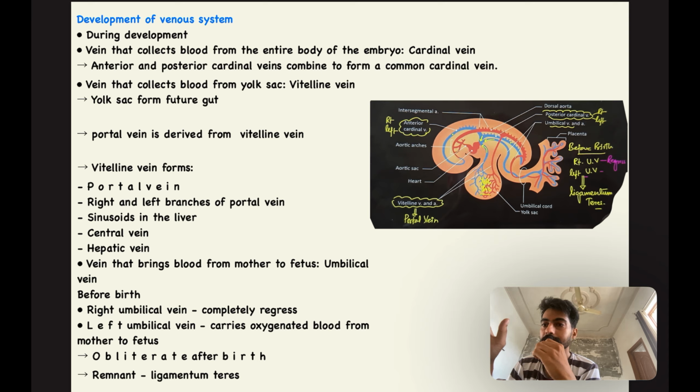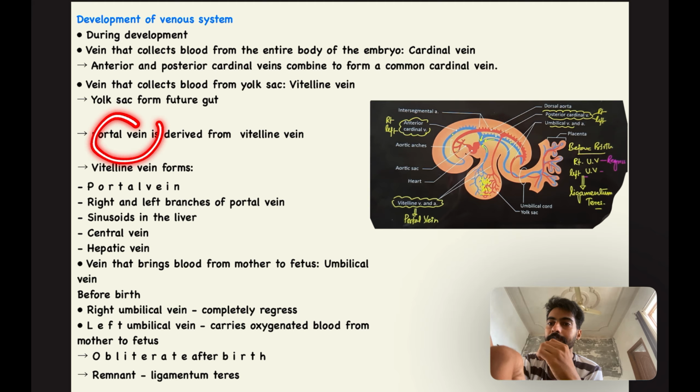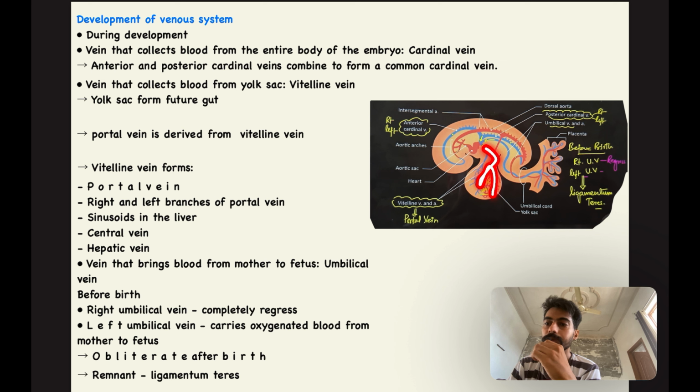Then the second veins are called vitelline veins. They collect blood from the yolk sac, and the yolk sac further forms our future gut. And the most important vein, our portal vein, is also derived from vitelline vein, and many more structures also derive from it: the portal vein, right and left branches of portal vein, sinusoids in the liver, hepatic central vein. All the veins of the liver are formed from vitelline vein.